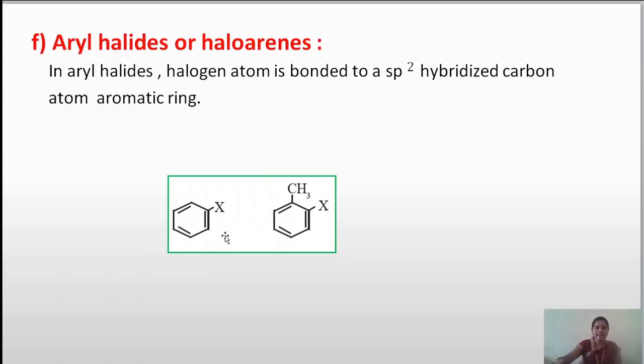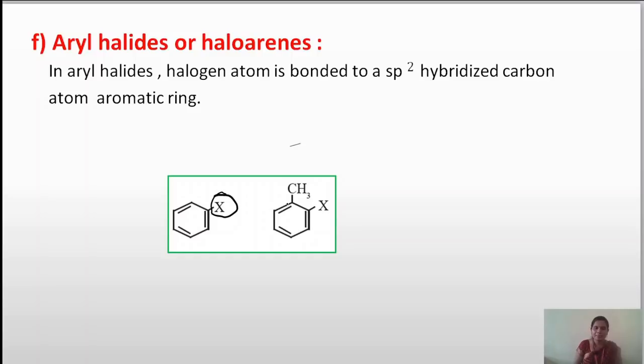And our next and last type of the classification of monohalogen compounds is aryl halides or haloarenes. Now, in aryl halides, the halogen atom is bonded to an sp2 hybridized carbon atom of an aromatic ring. Simply, in haloarenes, the halogen atom must be bonded to the aromatic ring. Now in this example, this halogen atom is directly bonded to the aromatic ring. So this is the example of the haloarene.